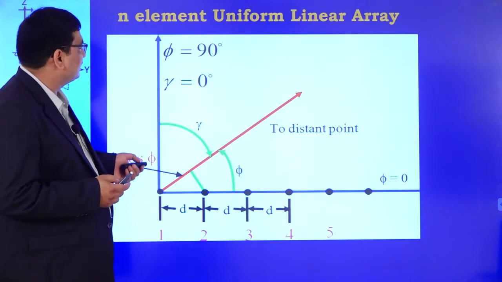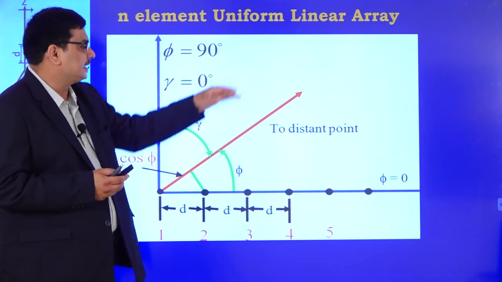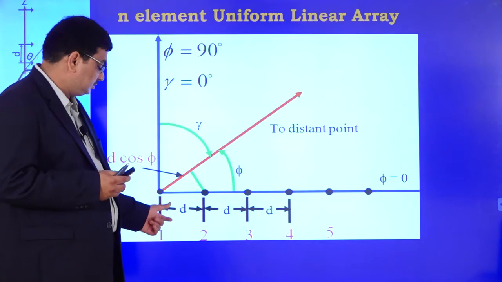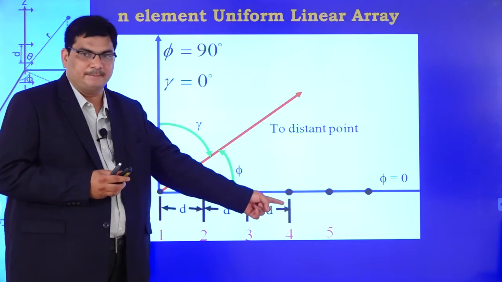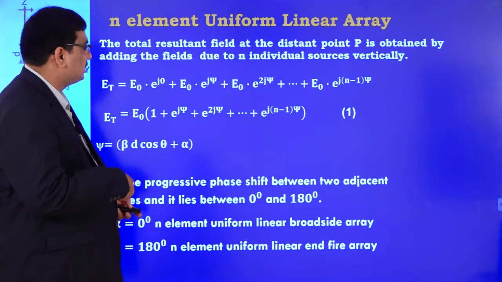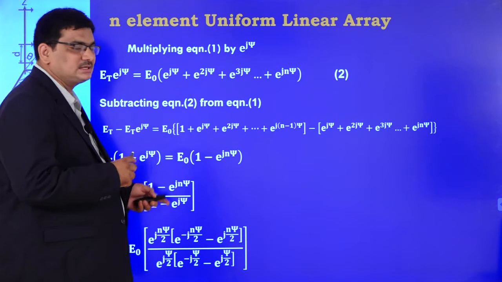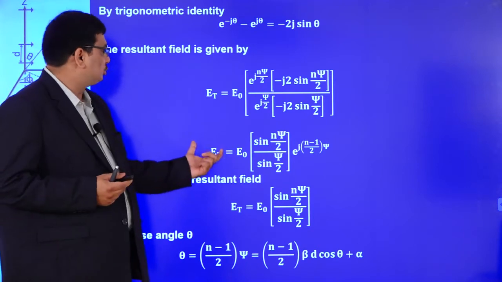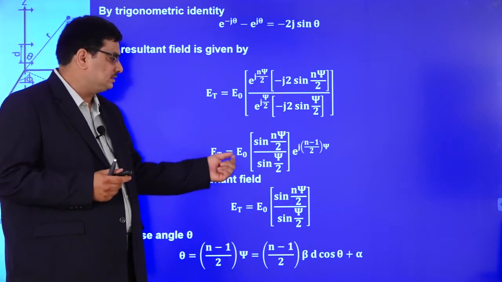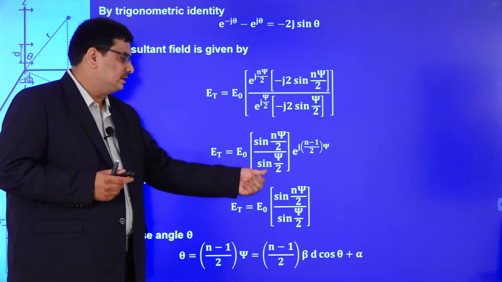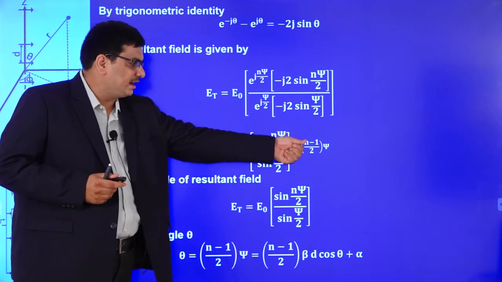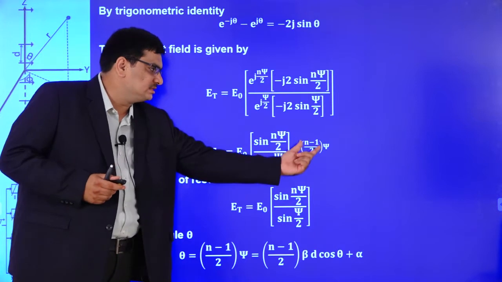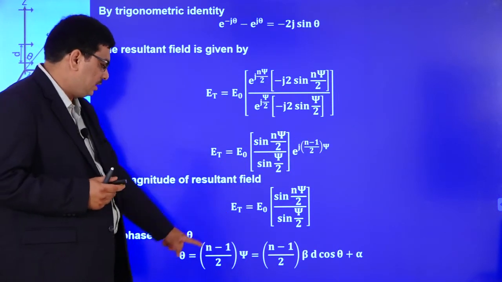As in the last class, we discussed the n element uniform linear array. Here n number of elements are there, and the distance between all the elements is the same. This is the derivation of the n element linear array. In the last class we discussed all these things, and finally we can conclude that the total resultant magnitude for the n element array is E naught into sin(n psi by 2) by sin(psi by 2) into e power j (n minus 1) by 2 into psi. This is your magnitude term and this is your phase term.